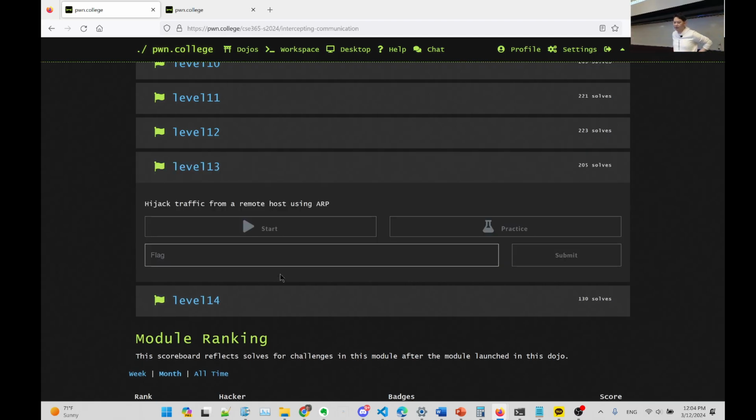How about level 13? Hijack traffic from a remote host using ARP. If you get the MAC address information for target hosts A and B, we can impersonate, we can forge the ARP as mine. How can we do that? Anyone know? How can you forge the ARP cache? What kinds of packet?